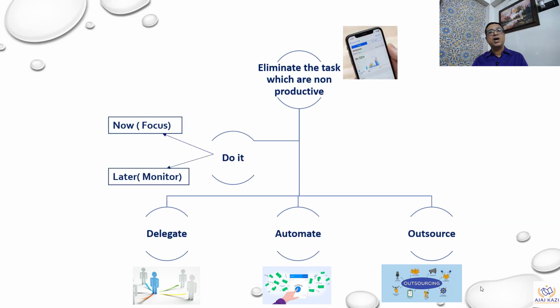You will find a lot of unproductive activities that you do. Please eliminate them from your life. There are some activities which your subordinate is supposed to do and you are doing them. Please start delegating those activities. There are some activities which you are doing repeatedly. Automate those activities. There are some activities which you are not an expert in, but you are doing them and wasting your time. Outsource those activities.